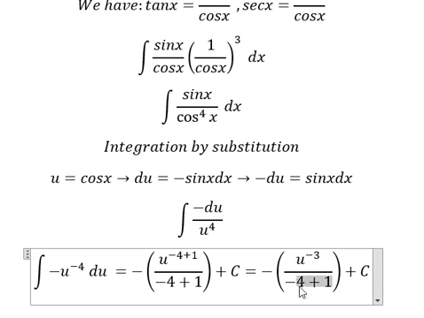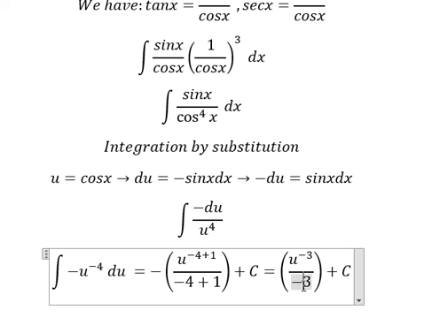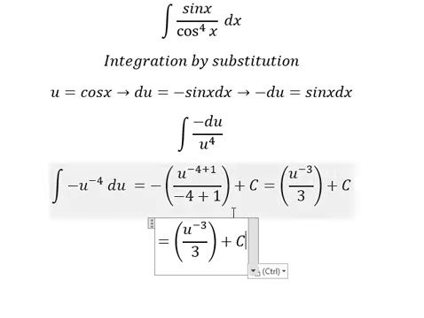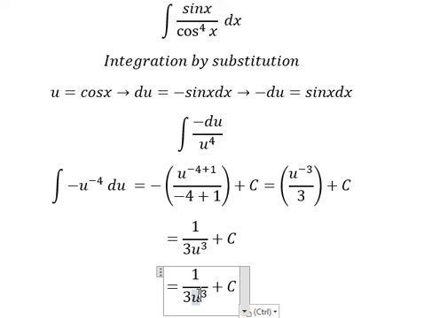Similar for this one. Negative, negative, we simplify. And this one, I can put into 1 over 3 u to the power of 3. About u, that's cosine x.